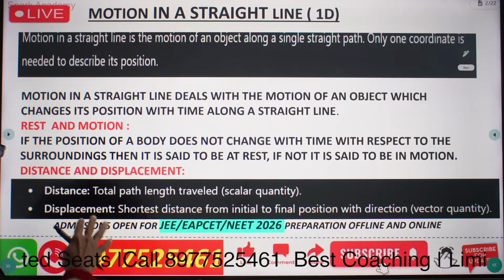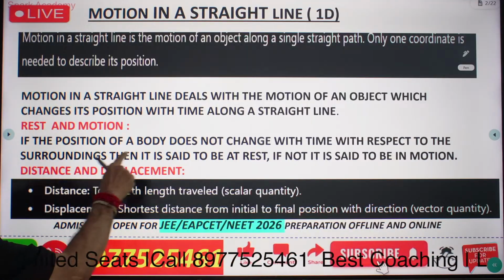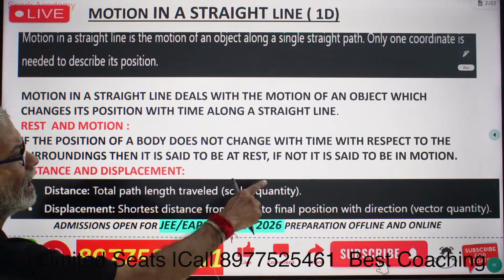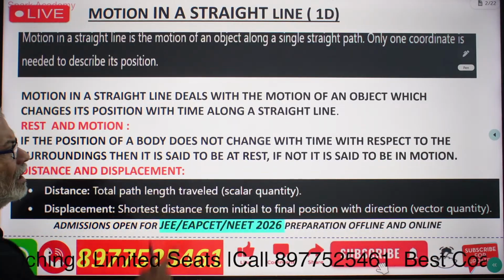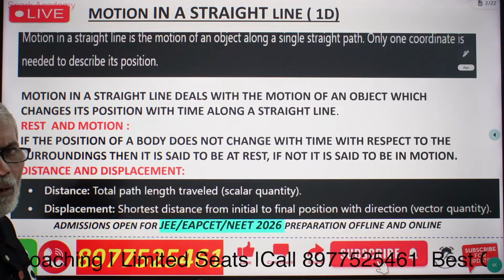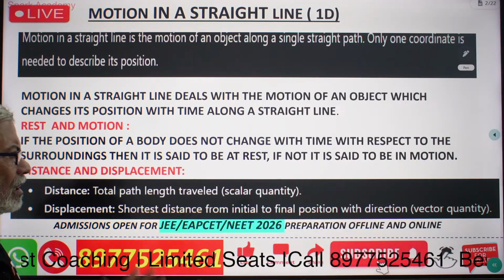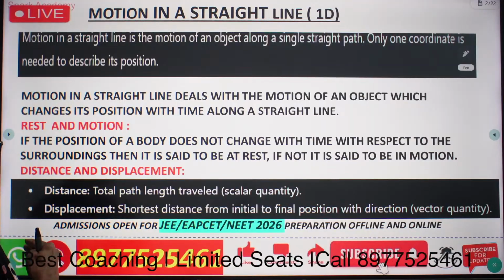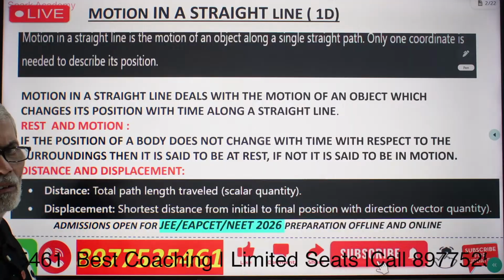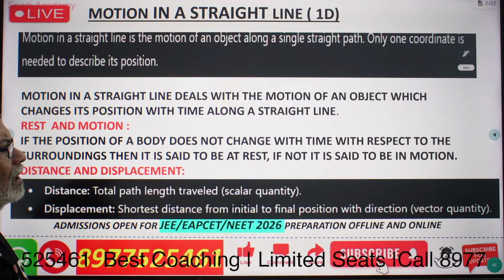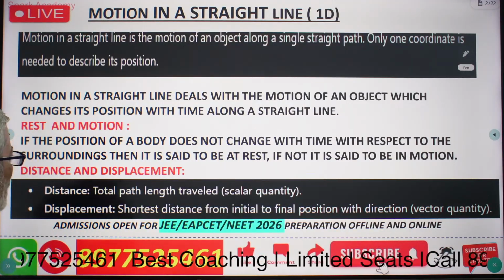Now what is rest? What is motion? If the position of a body does not change with time, with respect to the surroundings, then it is at rest. It is stagnant at one point, so it is at rest. Otherwise it will be in motion. Suppose the body starts moving, then Newton's laws will act on it, and we can describe the body's motion.